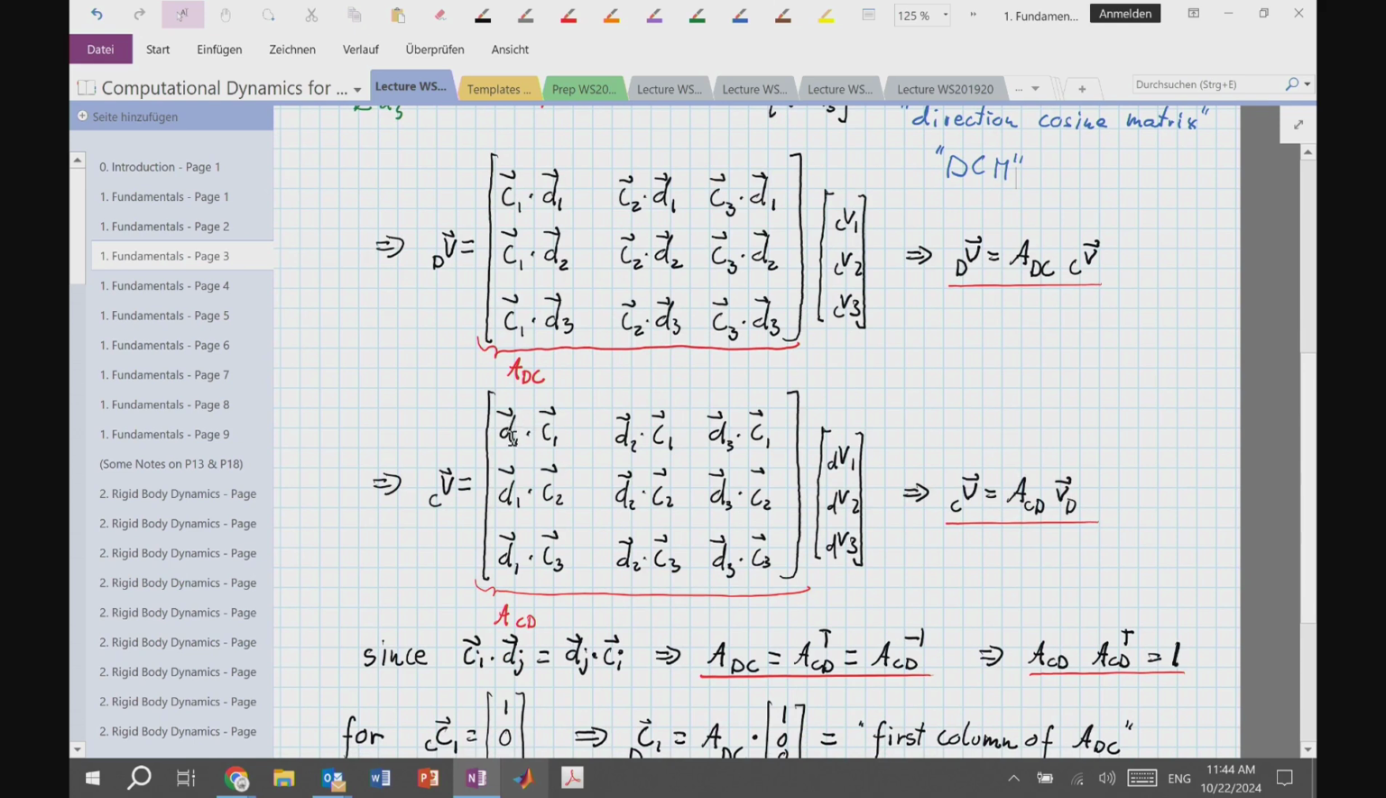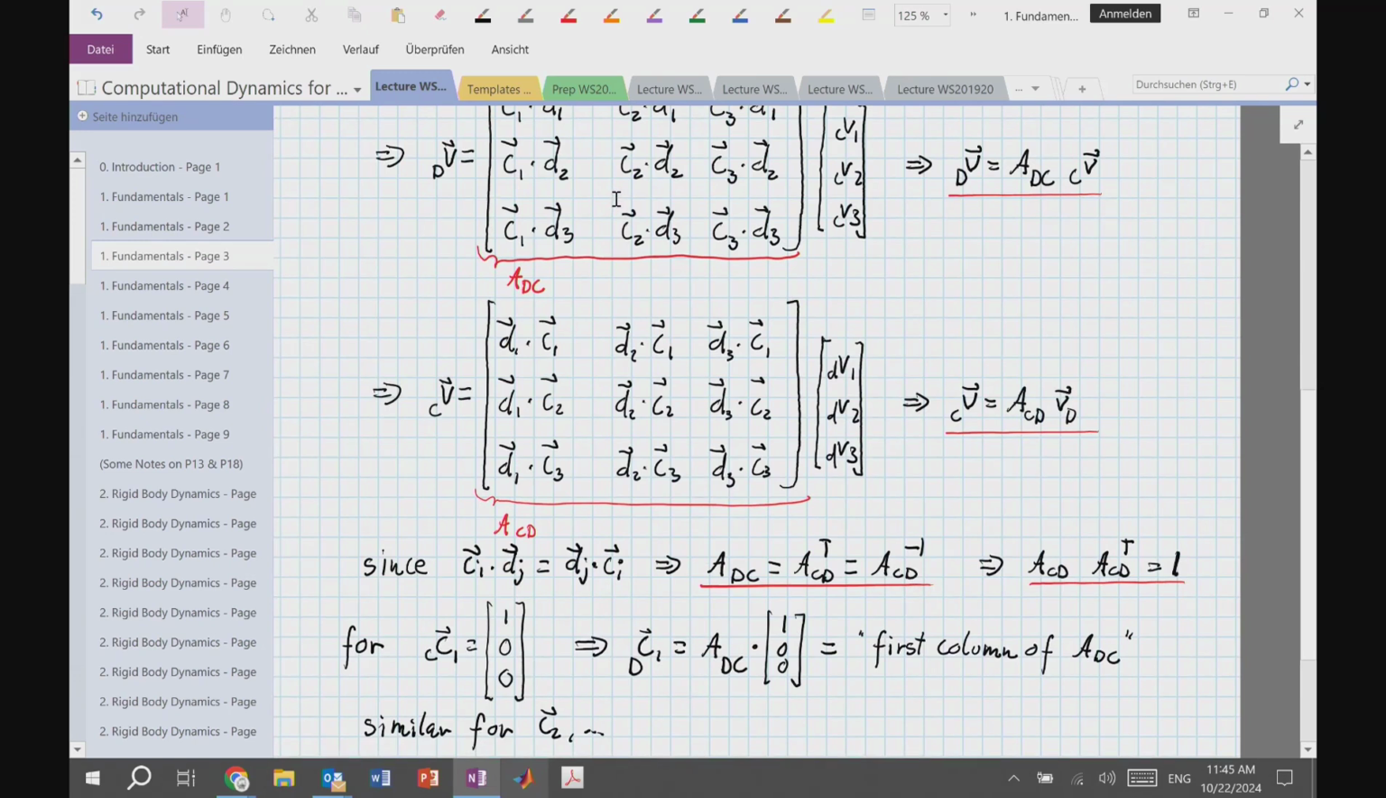And since dot products commute, this here, D1 times C1 under the dot product, is of course the same as C1 times D1 under the dot product. We see that this matrix here is the transpose of that matrix, which is noted down here. And since this is the forward transformation and that the backward transformation, one is also the inverse of the other. And we can immediately see that the product between A_CD and A_CD transposed is equal to 1. That's a well-known property of these orthonormal matrices. They're called orthonormal because the columns are orthogonal to each other, and all columns and all rows have unit length.